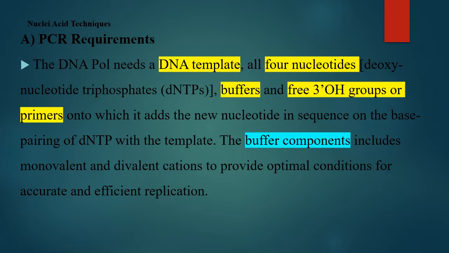You need buffers to give the requisite environment so that the replication or the polymerase reaction can take place, and then your primers, which would actually start the whole copying of the required DNA.